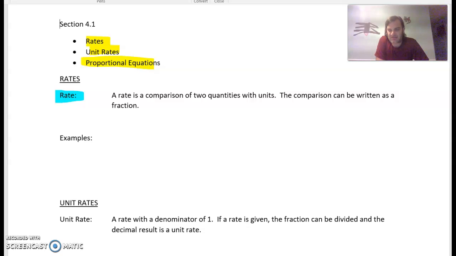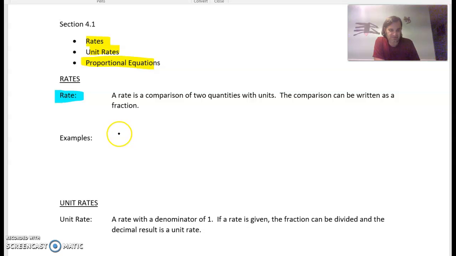Usually the comparison can be written as a fraction. A little bit later on we might change that. It can still be considered a fraction, but it may not be necessarily easily identifiable that way. So some examples here I might give you.